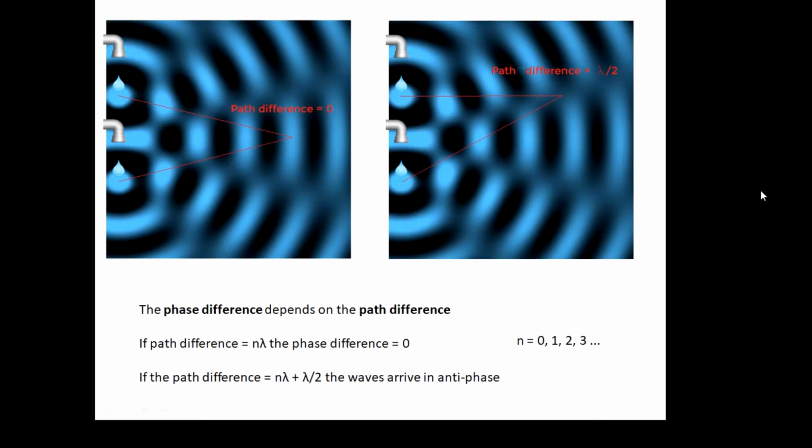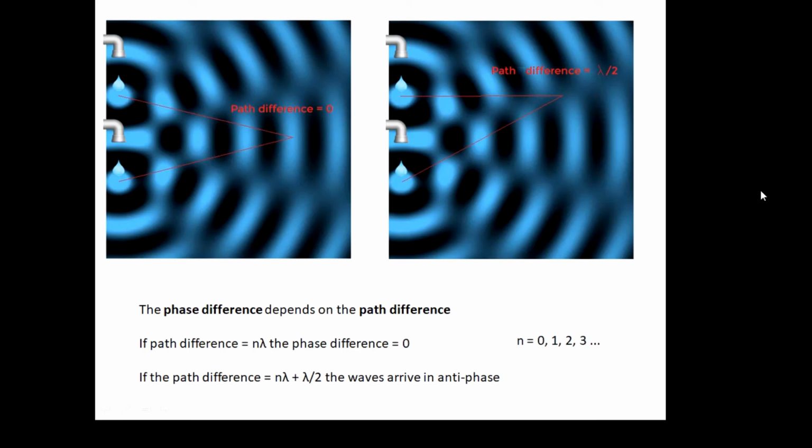Okay, now it all depends on the phase difference. As I said, if they arrive in phase, then we will get constructive interference, and they will arrive in phase if the path difference equals nλ, where n is an integer. The path difference is the difference in how far they've travelled. So if they've travelled the same distance, then the path difference is 0. If the difference is a wavelength, or 2 wavelengths, or 3 wavelengths, then the waves will arrive in phase and you will get constructive interference.